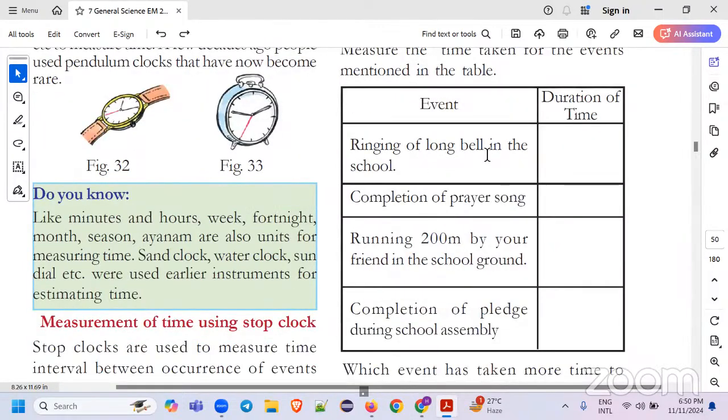Ringing of the long bell in the school. When do they ring the long bell?